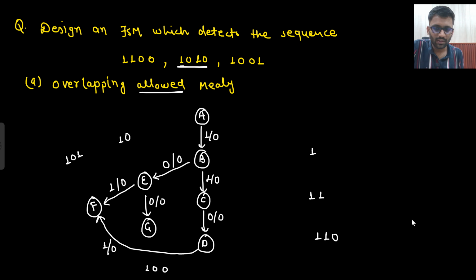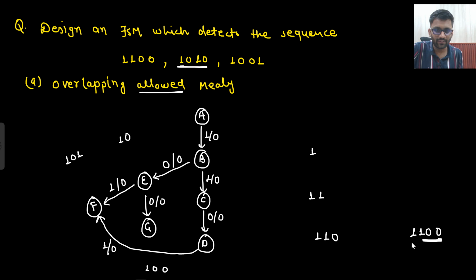Now in case of D, if 1100 is detected and the next bit is 0, my sequence is detected. The job for 1100 is done, but I will look for the best possible case, because this is the case of overlapping allowed. So what is the best possible case?